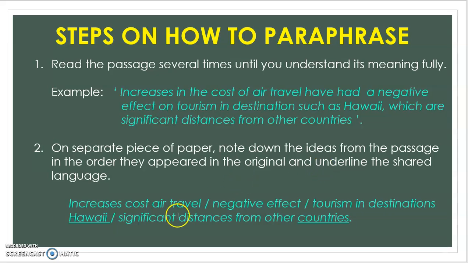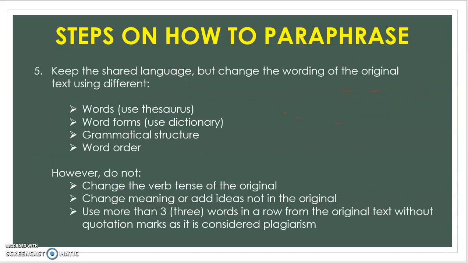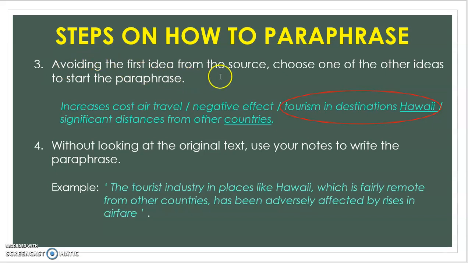Okay, so here, according to the source passage, the points would be increased cost of air travel, negative effect, tourism in destination, Hawaii. You need to underline it because it's a shared language. And then also the word countries. And then the third step would be to avoid the first idea from the source. Choose one of the other ideas to start the paraphrase.